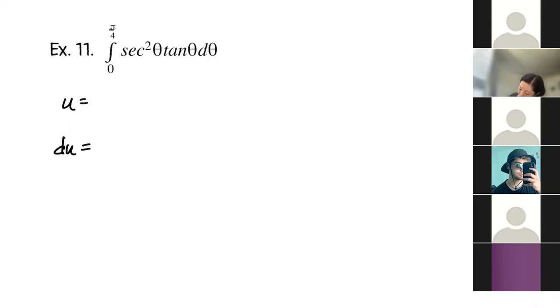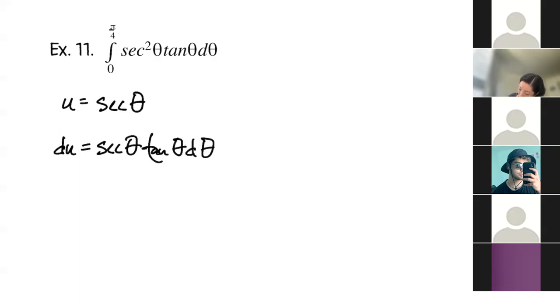Okay, I see some good guesses here. Some people are saying that secant theta should be our u, because my guess is folks who are saying that it's because there's a power here, right? So if u equals secant theta, what is our du? Like, what's the derivative of secant? Yeah, what is that derivative of secant? Secant theta, tangent theta, d theta.